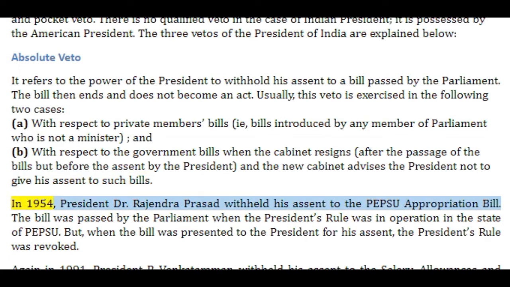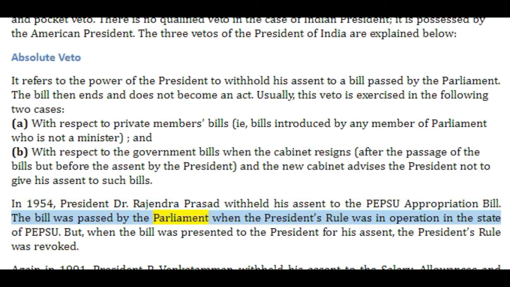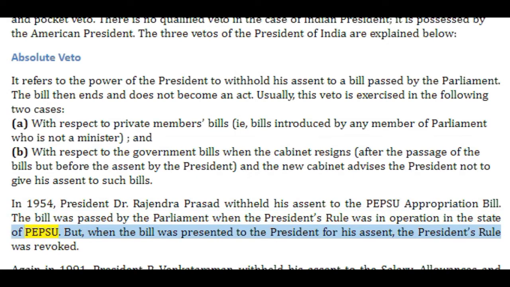In 1954, President Dr. Rajendra Prasad withheld his assent to the PEPSU Appropriation Bill. The bill was passed by the Parliament when the President's rule was in operation in the state of PEPSU. But, when the bill was presented to the President for his assent, the President's rule was revoked.